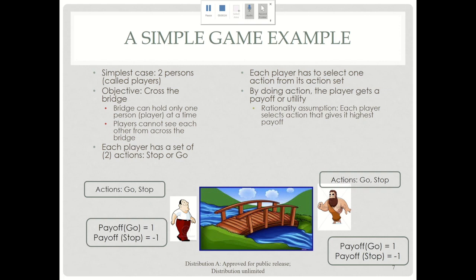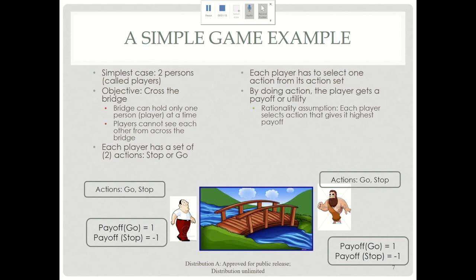Each player has a set of actions. In this example, each player has 2 actions, namely go and stop. This is called the action set of the player. Each player's objective is to select one action from the action set. And by doing the action, the player gets a certain payoff or utility. In our example, the payoff for the action go is +1 and the payoff for the action stop is -1. Note that both players have the same set of actions and also the same utilities or payoffs for their actions. We will also assume a rationality assumption, which is that each player selects an action that gives the highest payoff.